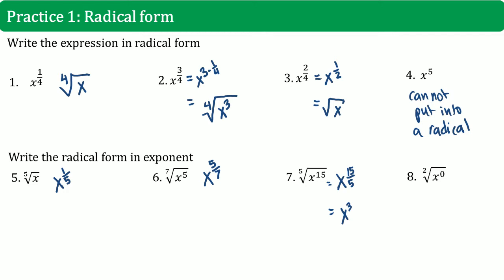Ooh, very interesting. This is a very interesting problem because x to the 0 is just 1. But you can't really do this. This is just really 1, given that x is not equal to 0. No one's going to ask you about 8. 8's just a very interesting problem that I want to throw in here. That's it. This is how you convert from the radical to the exponent, and how you go from the exponent to the radical. Right?